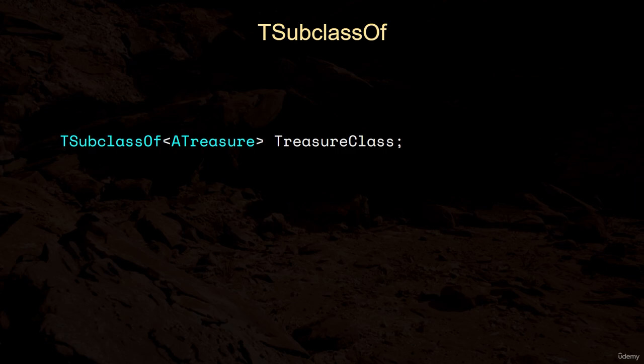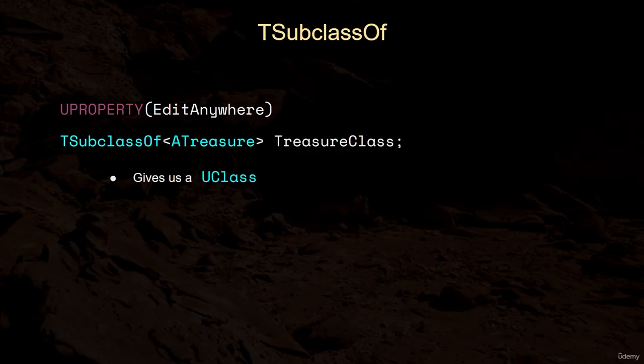Now, if we made a TSubclassOf specifying the ATreasure class, we could call this, say, TreasureClass, and make it EditAnywhere, then what we have is a UClass variable, but it's wrapped in a TSubclassOf pointer, which enforces the restriction that it can only be derived from the ATreasure C++ class or below. Now, our Blueprint treasure is derived from ATreasure, so that includes Blueprints. So why don't we use the TSubclassOf wrapper?